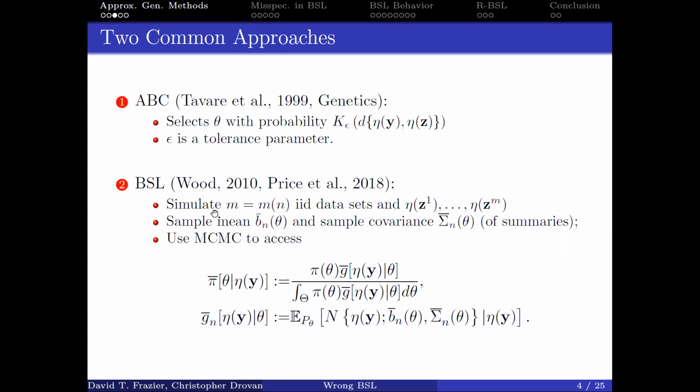The idea of BSL is a little bit different in that basically what we're going to do is simulate IID replications of the data, and we're going to calculate for each of those replications summary statistics for each of the m different data sets. I'm then going to take a sample mean and a sample covariance of those summaries. Generally, I'm then going to use MCMC methods to access what we refer to here as the BSL posterior. Now, the difference here is that we're really having to account for this randomness that we're using to simulate the data. So you can think that the actual BSL posterior is not proportional to a normal kernel. It's actually proportional to the expectation of this normal kernel times the prior.